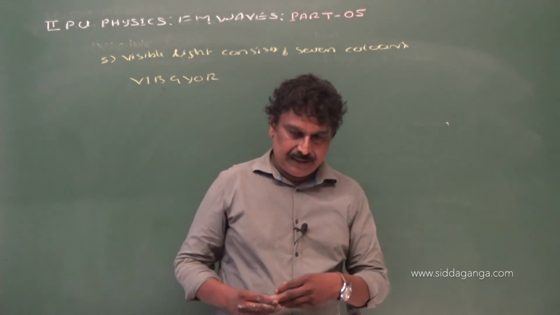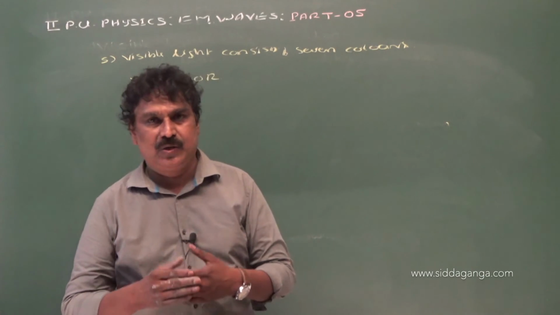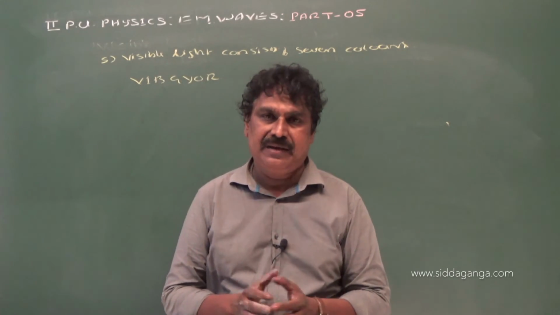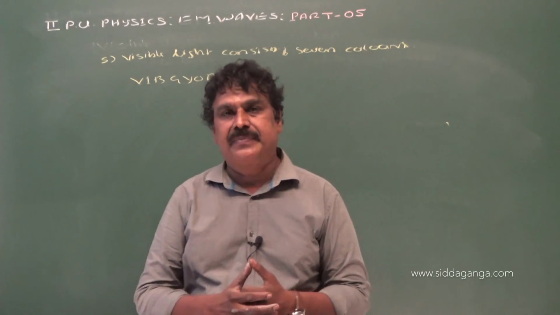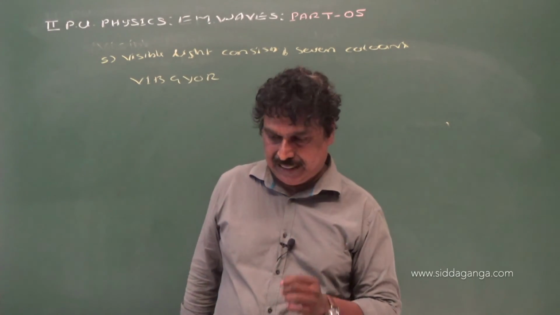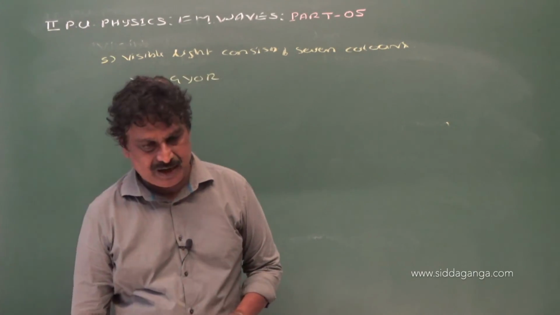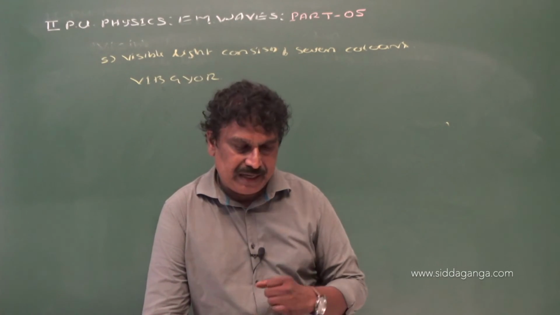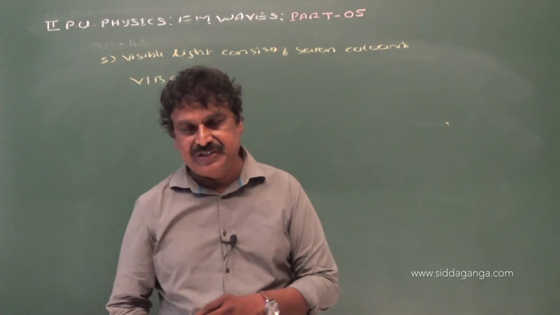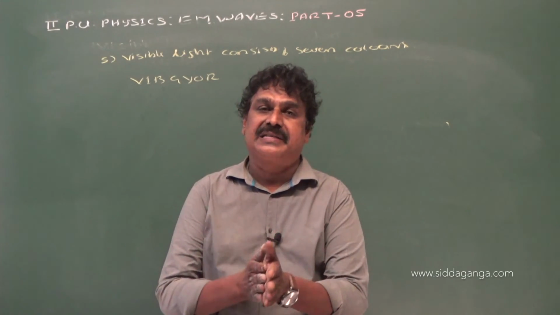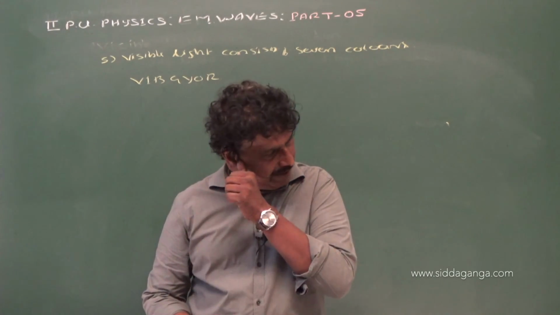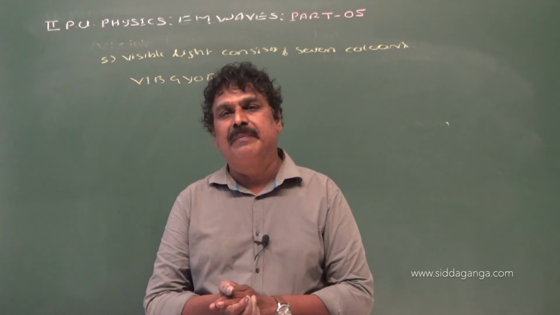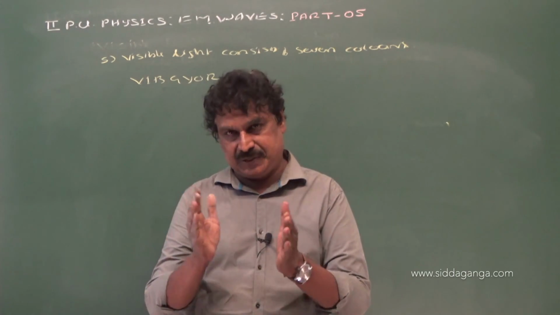Now let us stop at this stage, because we have discussed the properties of electromagnetic waves. In the next class, we are going to take up visible spectrum. That visible spectrum is very important because it gives atomic structure and molecular structure. Now, the Bohr's atom model is mainly on the basis of visible spectrum.